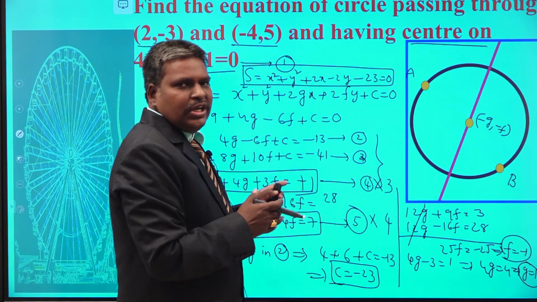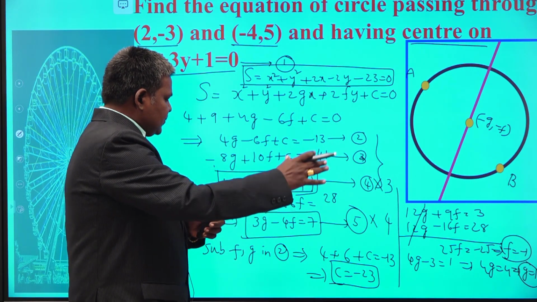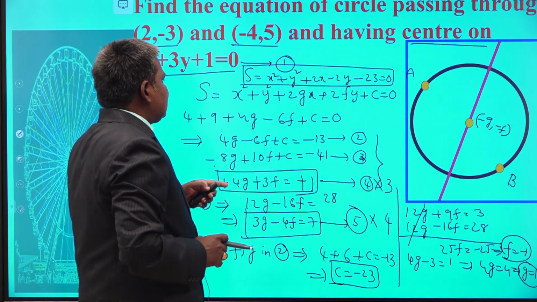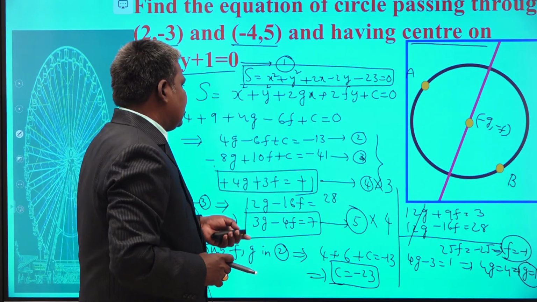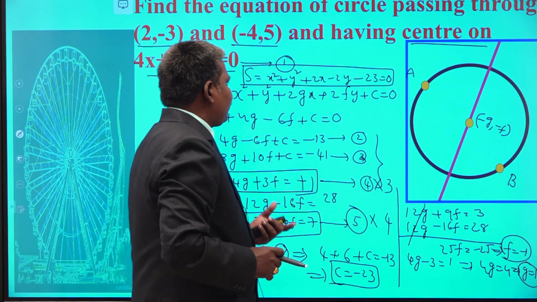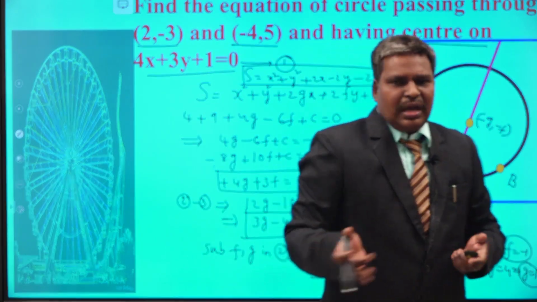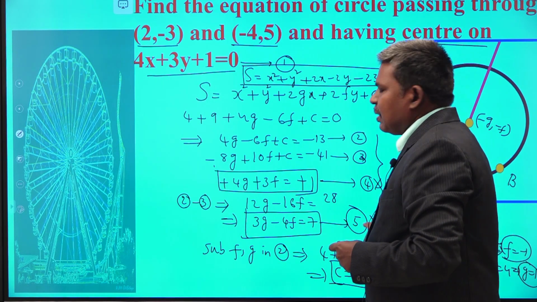But in this method, we need not go for radius, center, like that. Once you get the f, g, c values, keep the values in the equation S is equal to 0 itself, and we obtain the required equation. Like that, you can choose this method to solve this type of problem, or you may choose let x1 comma y1 be the required center, and you can proceed in this manner also. In this manner you can solve this problem.